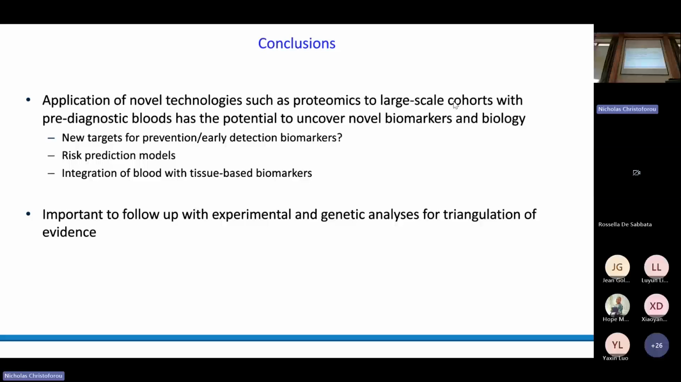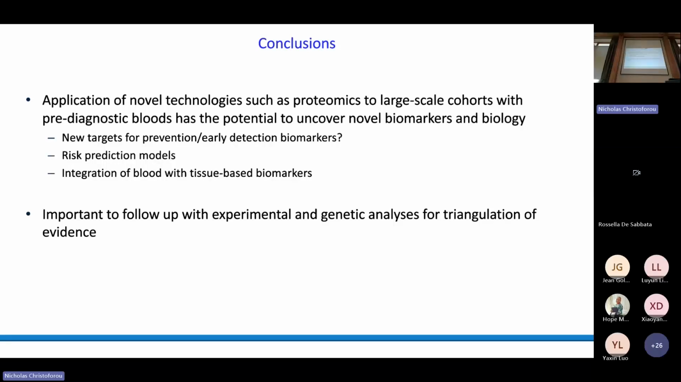So that just really gives a snapshot into some of the findings we're getting from this. I do think the application of some of these new technologies, such as proteomics to cohorts, has the potential to uncover novel biomarkers and biology, and might help us identify new targets for prevention, detection of biomarkers. I haven't talked about some of those detection work that's going on, but I do think there's a lot of promise there. We're also doing some work with risk prediction models and also integration of blood with tissue-based biomarkers.